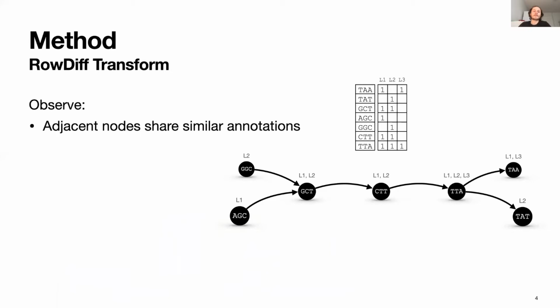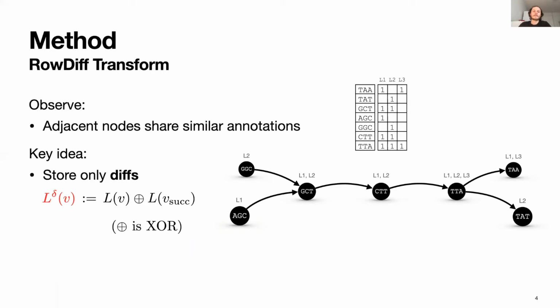We observed that adjacent nodes in the graph often share similar annotations. So the idea of this method is to store only the differences, the diffs of the labelings of adjacent nodes, computed as exclusive OR on the respective rows of the annotation matrix. For example, these two nodes have exactly the same annotations, therefore the diff is a zero row. The next two nodes have annotations that differ only at label 3. Then we apply the same rule for the first two nodes.